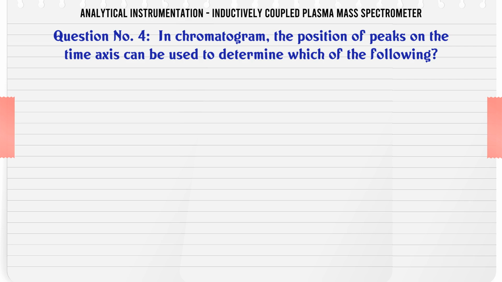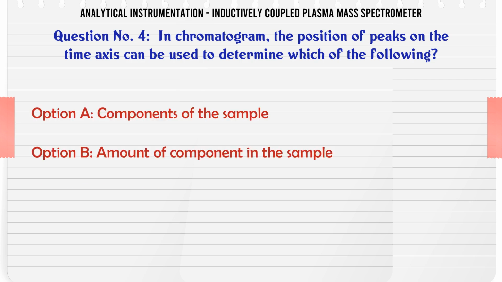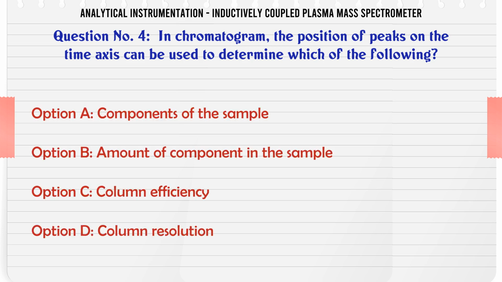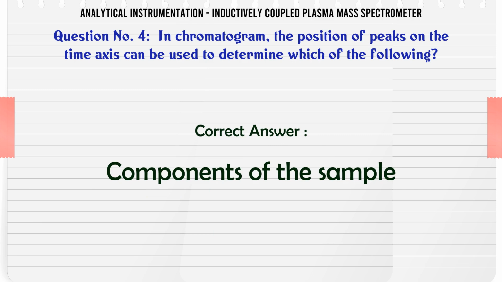In a chromatogram, the position of peaks on the time axis can be used to determine which of the following: A. Components of the sample, B. Amount of component in the sample, C. Column efficiency, D. Column resolution. The correct answer is components of the sample.